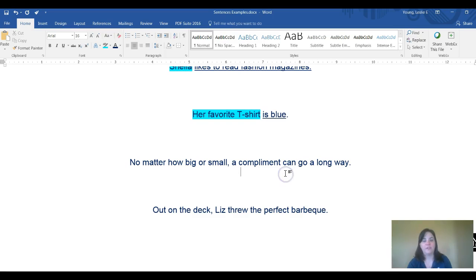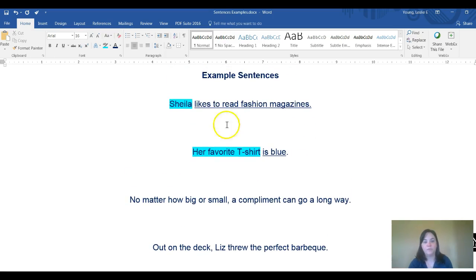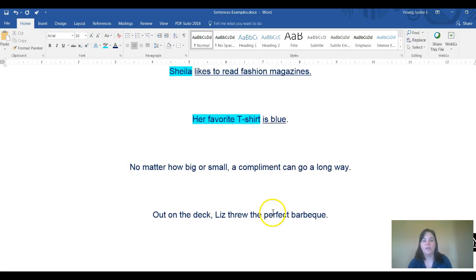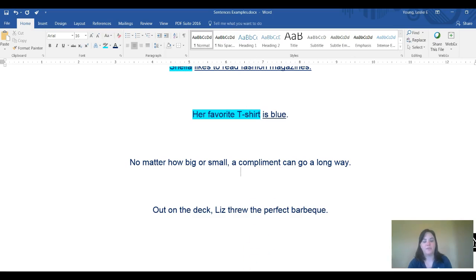Our third example is, no matter how big or small, a compliment can go a long way. This one's a little trickier. In the first two examples, our subject was right at the beginning. But in this example, the subject is not in the beginning. What is this sentence about? Well, it's about a compliment.